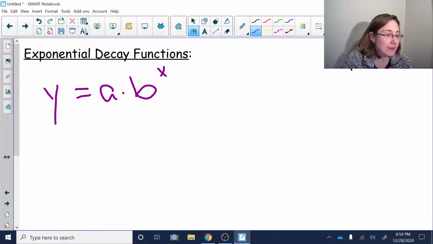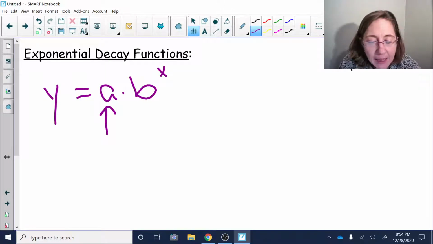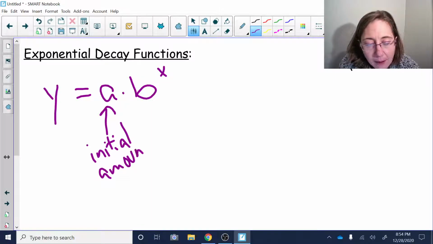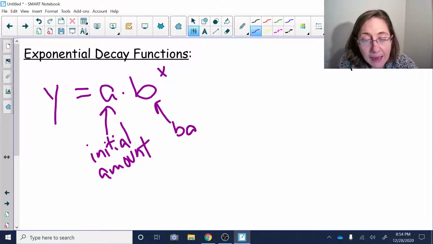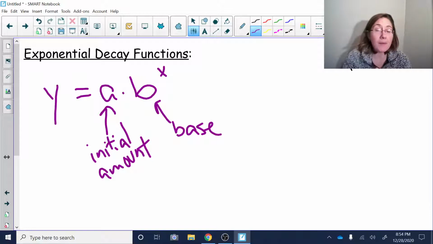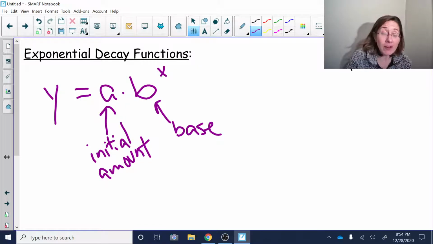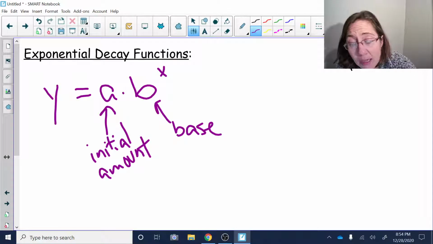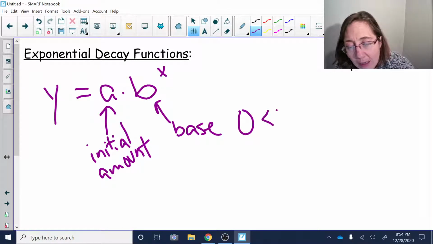That's all the same as it was before, so I suppose I should label them again. A is your initial amount. B is your base. And that number b, in growth functions, the b value had to be bigger than 1. In decay functions, though, it's going to be smaller than 1. Actually, it's going to be between 0 and 1.